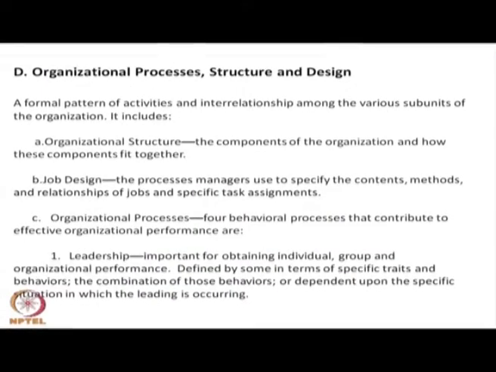Number D is organizational processes, structure and design, which is a formal pattern of activities and interrelationship among the various subunits of the organization. It includes organizational structure, the components of the organization and how these components fit together. B is job design, the processes managers use to specify the contents, methods and relationship of jobs and specific task assignment. C, organizational processes.